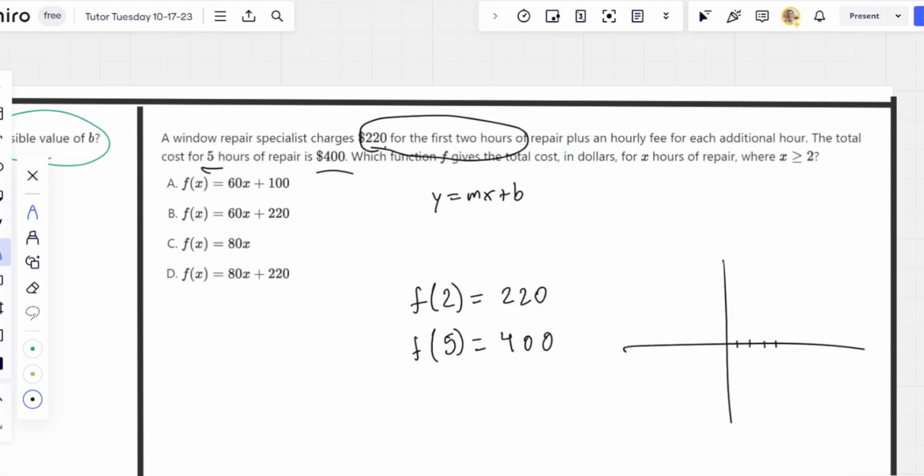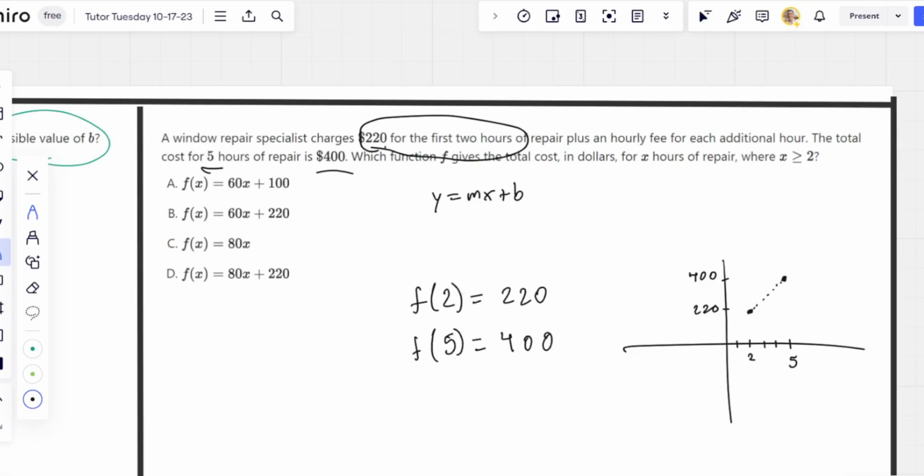1, 2, 3, 4, 5. For example, when we've done 5 hours of work, we charge $400. When we do 2 hours of work, we charge $220. So you have these two data points, and this is how you're going to more accurately calculate that slope with the actual rate of change between these two data points.